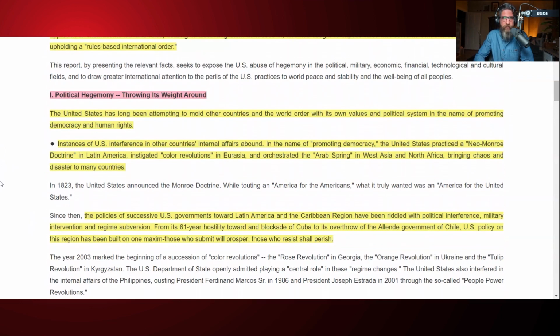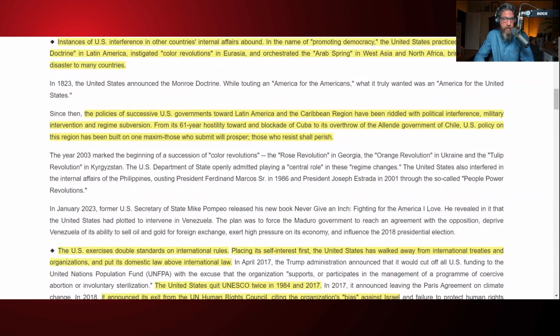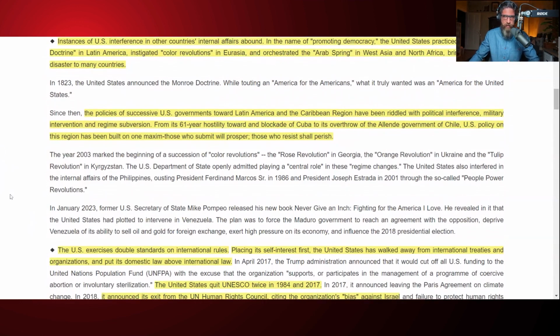The policies of successive U.S. governments toward Latin America and the Caribbean region have been riddled with political interference, military intervention, and regime subversion. From its 61-year hostility toward and blockade of Cuba to its overthrow of the Allende government of Chile, U.S. policy in this region has been built on one maxim: those who submit will prosper. Those who resist shall perish. So in short, those who submit to the will of the United States will prosper in Latin America, and those who resist shall perish. And this doesn't only apply in Latin America, but for the rest of the world.